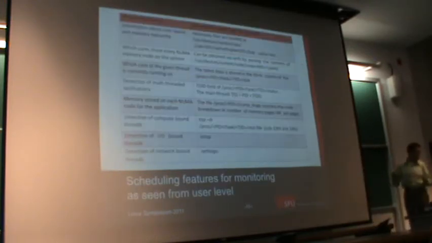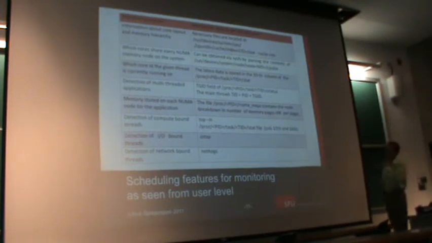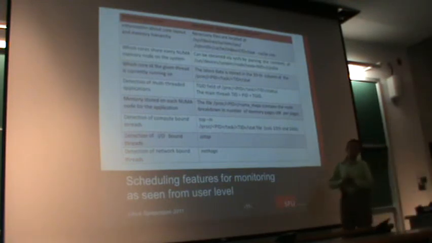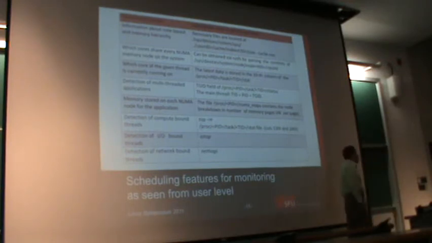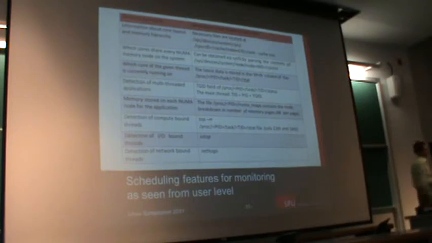Just to recap, in terms of monitoring features, Linux provides pretty much everything that is necessary for that, right? So for example, information about core layout and memory hierarchy is accessible via the sys file system. At least it was on 2.6.29, but on the latest kernels you can also get this data maybe a little bit differently, but still from some sort of file system.